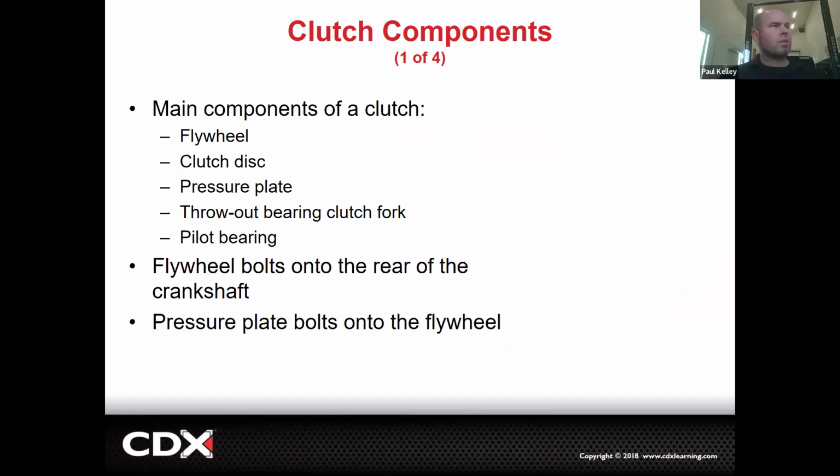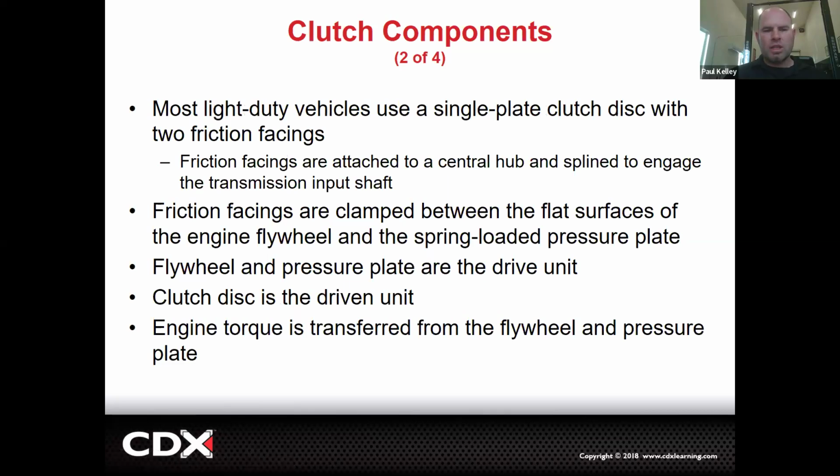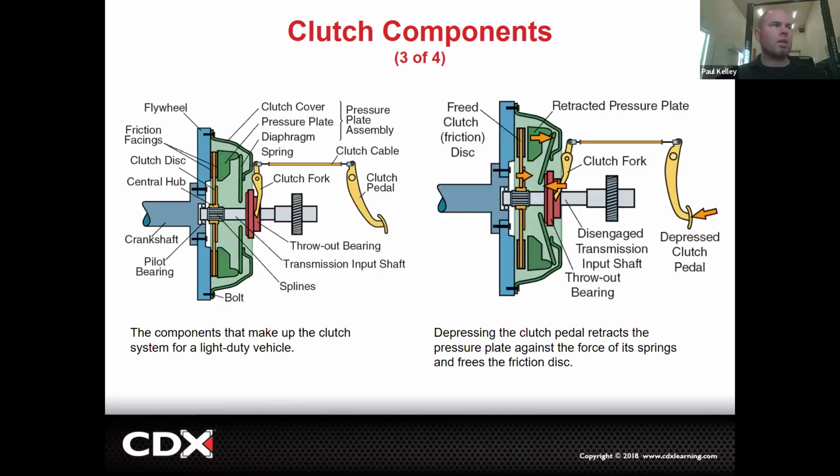So the main components, I should say: flywheel, clutch disc, pressure plate, throwout bearing, pilot bearing. And then the flywheel's a part, but a little subpart. And you guys should know the pressure plate's going to bolt to the flywheel. So we're going to cover each and every one of those. And then most of them are going to use single plate. So let's take a look at what that is from a side view.